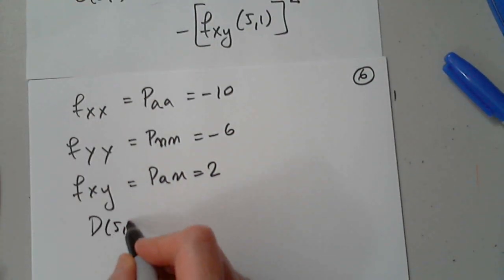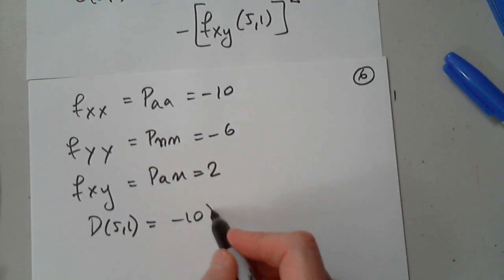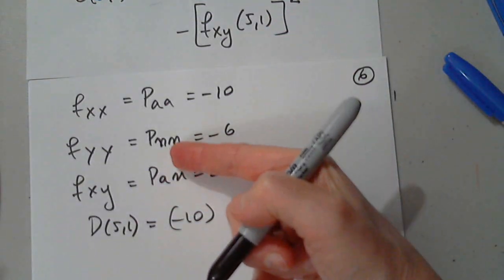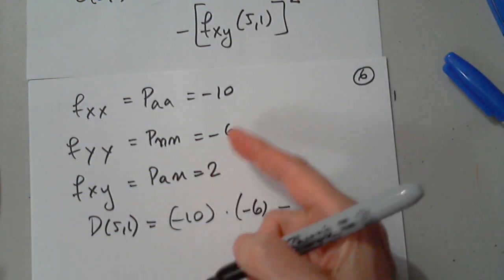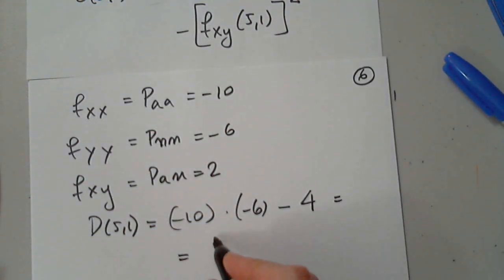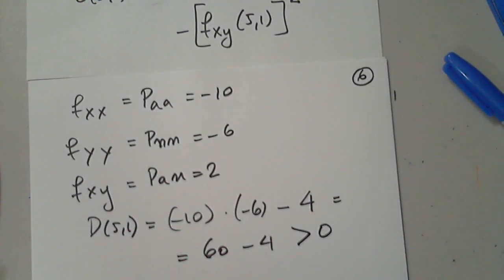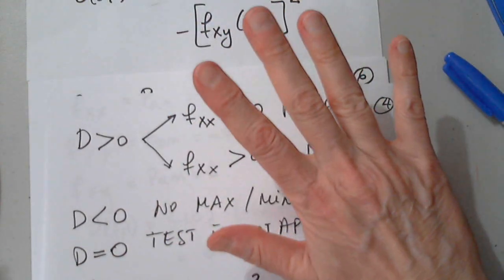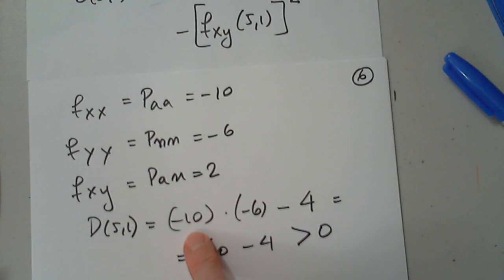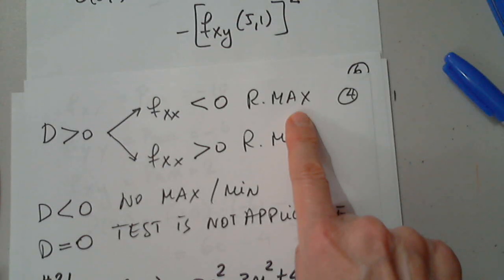So D at 5, 1 will be PAA, negative 10, times PNN, negative 6. So this is multiplied, minus this squared. So this is 60 minus 4. And 60 minus 4, I don't care about the number. It's a number greater than 0. Going back to what the test says, if D is indeed greater than 0, now I'm looking at fxx only. So this is my fxx, and it's negative. So 5, 1 is a relative max.